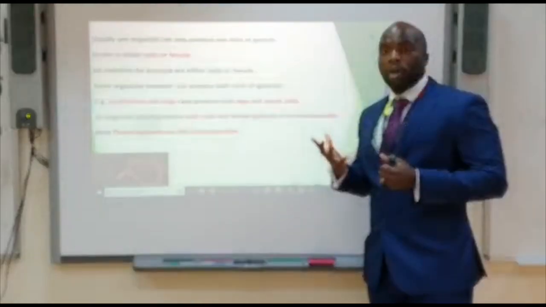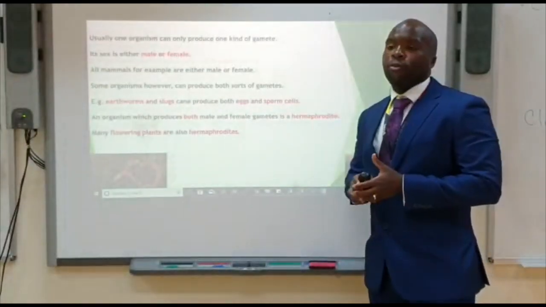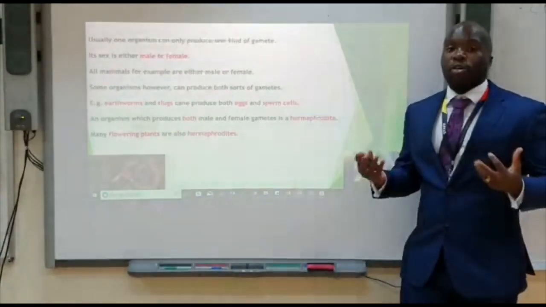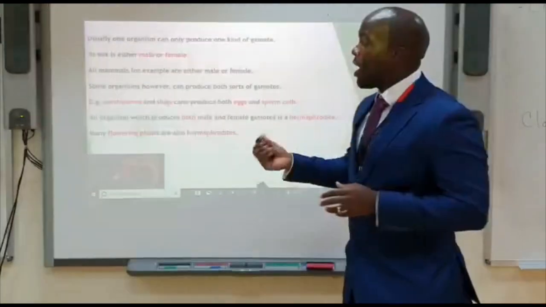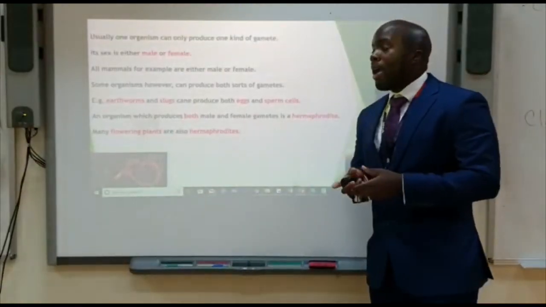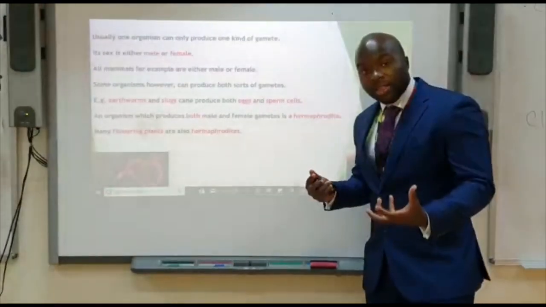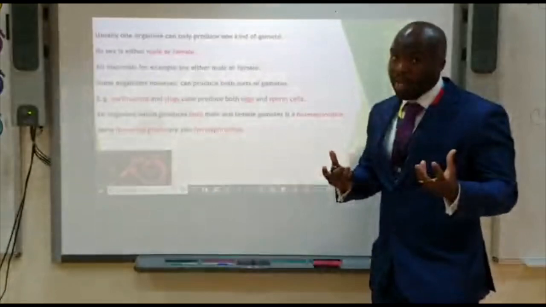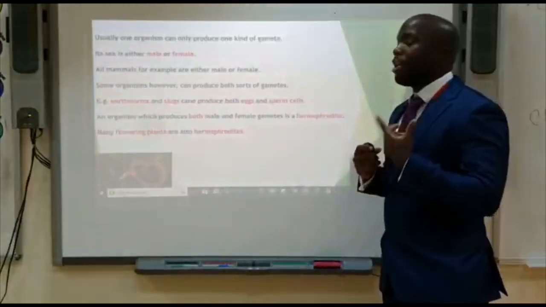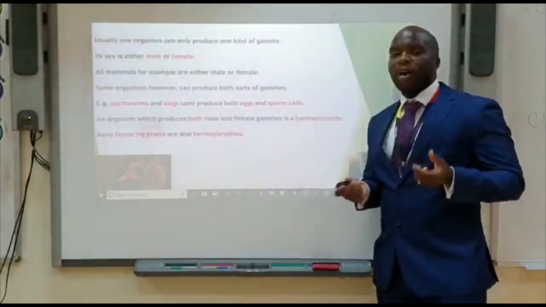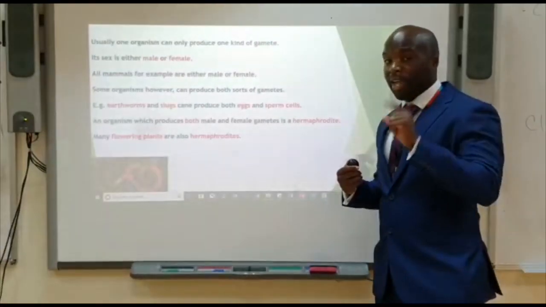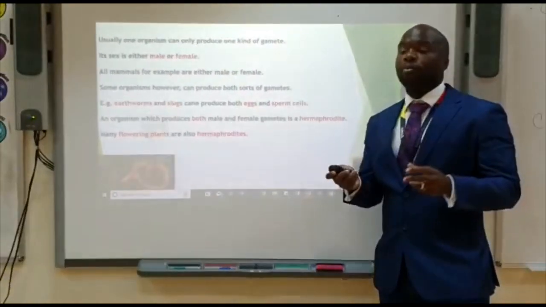Now, organisms often will produce only one type of gamete. So for example, the organism will either have a sex which is either male or female. All mammals, for example, are either male or female. But we have a unique example in many flowering plants, okay, and even in earthworms and slugs, for example, where certain organisms can produce both eggs and sperm cells, or both male gamete and female gamete. And these organisms that can produce both male and female gametes are known as hermaphrodites. Okay? And many flowering plants, as I said, and earthworms and slugs are hermaphrodites, where they can produce both gametes. Don't forget, key point, gametes are haploid cells, which is half the number of chromosomes.